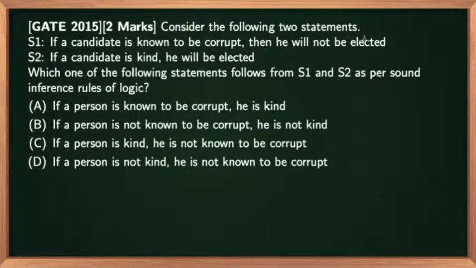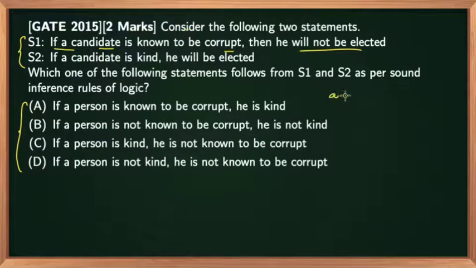Consider the following two statements. We have two premises here and four conclusions. So which of the following four conclusions are logically valid, or logically the correct inference? So the first statement says if a candidate is known to be corrupt, then he will not be elected. Second statement, if a candidate is kind, he will be elected. So let me assume if a candidate is known to be corrupt.